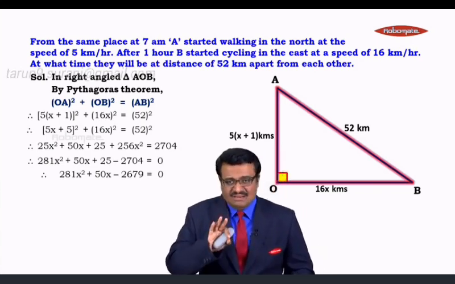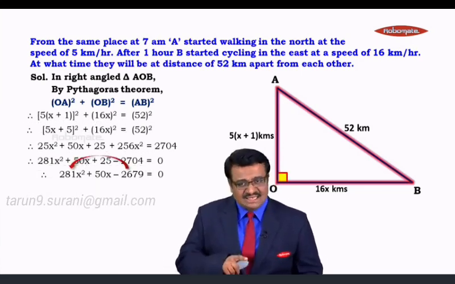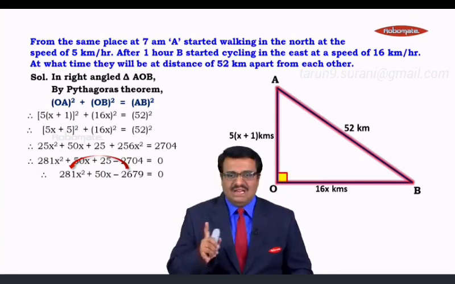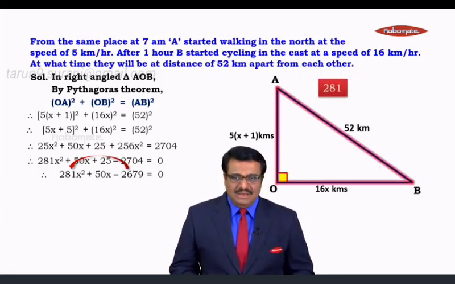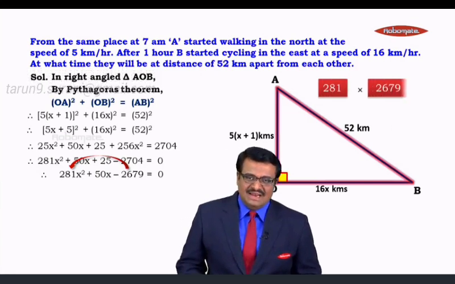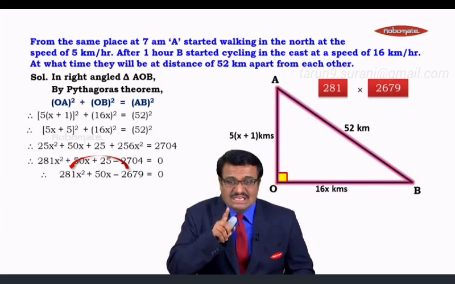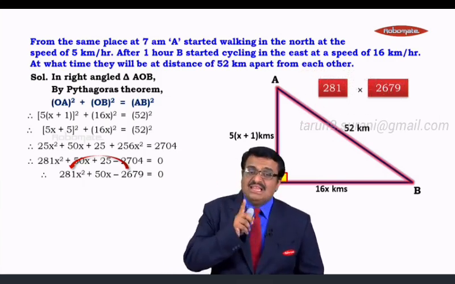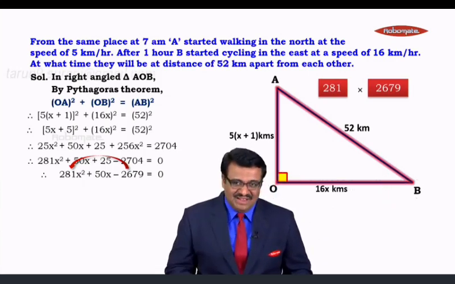Three terms are there. The first attempt is factorization to solve. The procedure is that the last number is multiplied with the first number. When the numbers are so huge, don't multiply them. Without multiplying, we'll try to find the factors. 281 and 2679, we will write them separately. The last sign is minus, so we have to get the factors of this product in such a way that on subtracting the factors, we should get the middle number, which is 50.